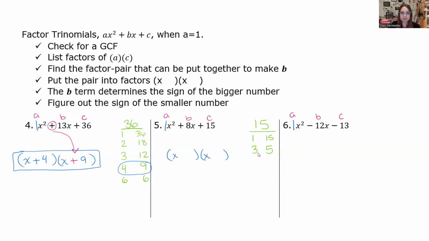What about 5 and 3? Yes, it will work. So I'm going to take 5 and 3. I'm going to put those in parentheses. Again, it doesn't really matter if you put the 5 here and the 3 here. I have to determine which number is bigger. The 5 is bigger. So 5 is going to have the same sign as the B term, the middle term. My bigger number is 5, so it will be positive 5. If I have 5, would I add or subtract 3 to make 8?